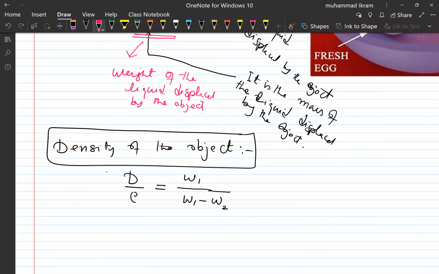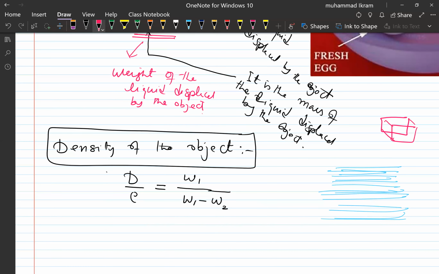Now let me first make a diagram for you like this one. As you see, if we have an object like this one, this object has weight, and the weight of the object always acts vertically downward. Let me call this weight W1. So this is the weight of the object in air, right? Now when you place that object in water and measure the weight, the weight of the object decreases. Why? Due to the upthrust force acting on the object in the upward direction.